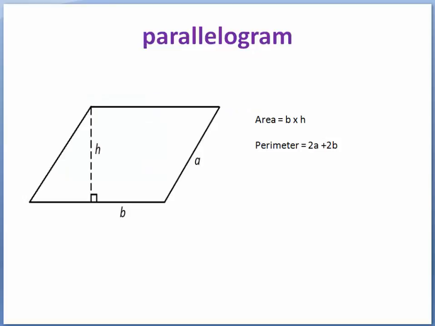Parallelogram. So these two sides are parallel to each other. Area is given by B, which is the length of the base, multiplied by the vertical height. Perimeter is given by 2A plus 2B.